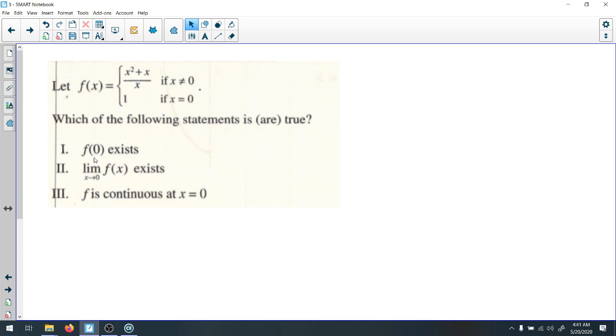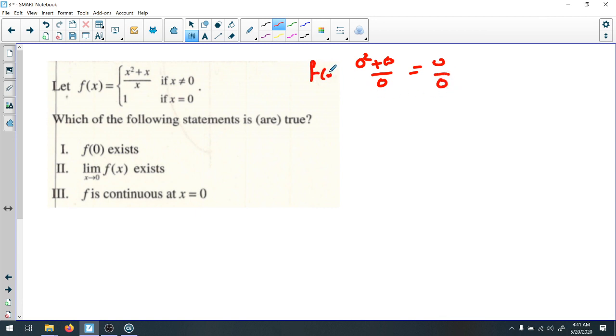First, f of 0 exists. F of 0 means if you plug in 0, it will exist. And if you have a step function, it must exist in both steps. So step 1, you plug in 0: it will be 0 squared plus 0, over 0, equals 0 over 0. That's step 1. And 0 over 0 is not a number. It's rejected.